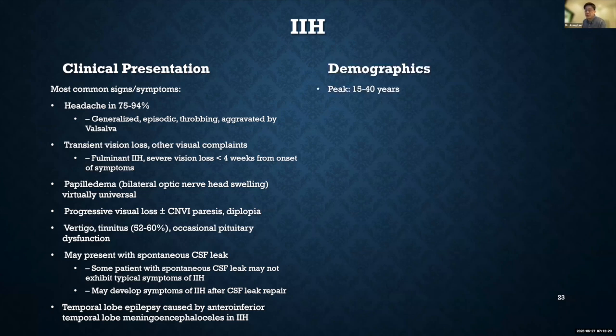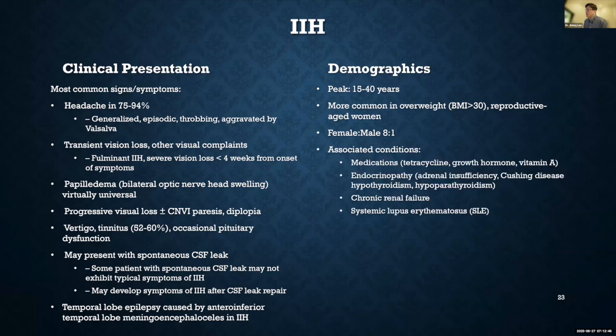So these are typically among a young age group, at least for the people that we see, and very common in someone who's overweight, BMI greater than 30, and reproductive age women. And there's definitely a large female to male ratio. There are other things that are not associated with it, not definite cause, but certainly medications, notably tetracycline, vitamin A. They can also be associated with some endocrinopathies, chronic renal failure, and SLE.